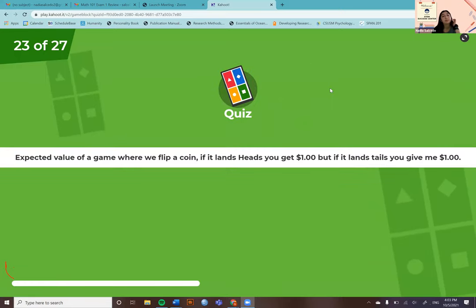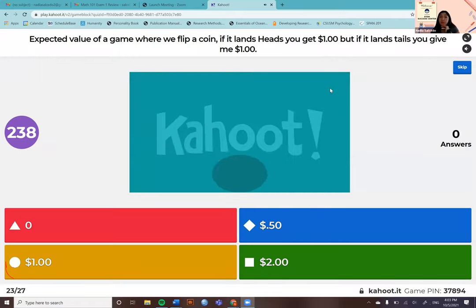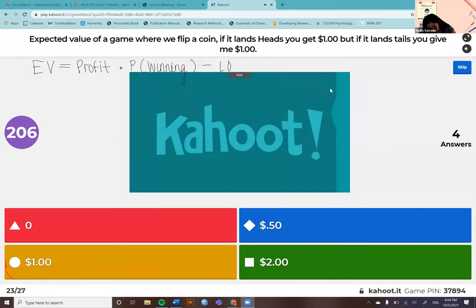Okay, expected value. Expected value of a game where we flip a coin. If it lands heads, you get $1, but if it lands tails, you give me a dollar. So you're technically losing that dollar. So go ahead and set that up. So we're using the expected value formula. I'll go ahead and write out the formula for you guys. That makes it easier. All right, so I wrote the formula out. Hopefully that helped a little bit.